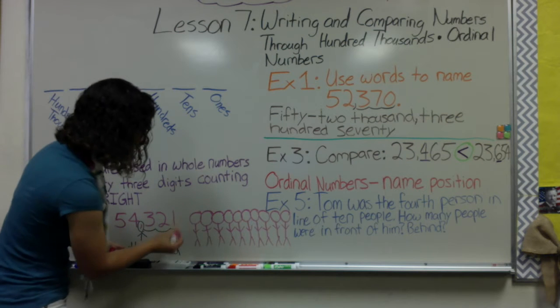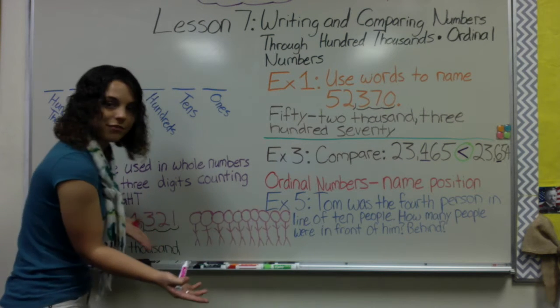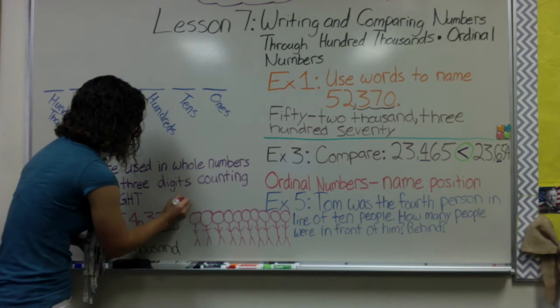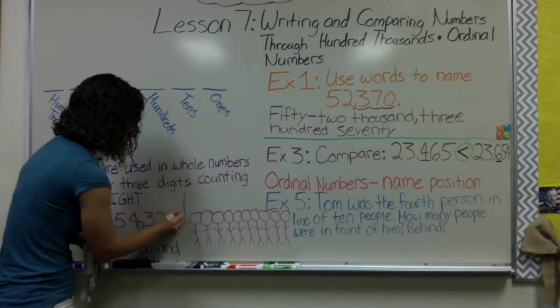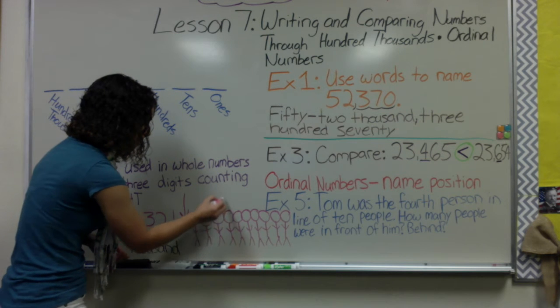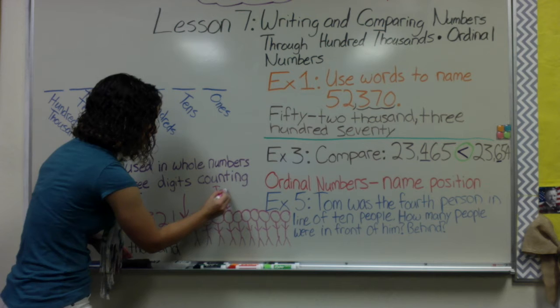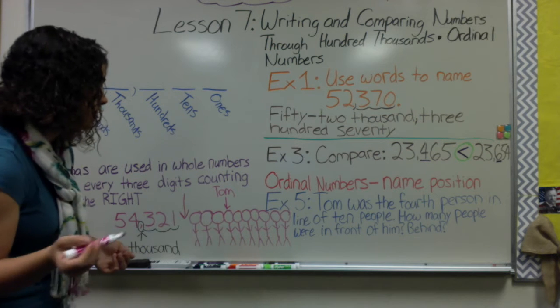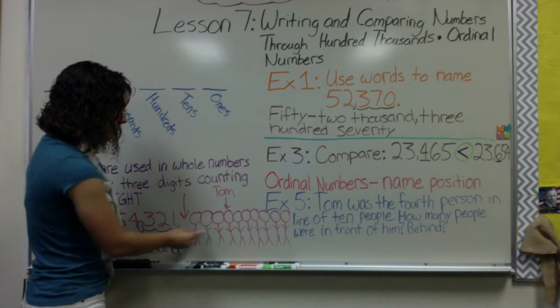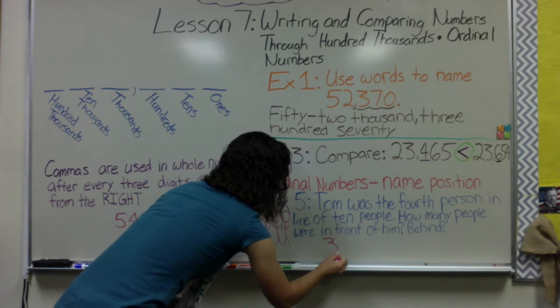And Tom is the 4th one. So if this is the front of our line, it doesn't matter which side you pick as the front. So I'm going to pretend that this is the front. This is the starting point. So it's the first person, second, third, and 4th person in line. So this is Tom right here. Tom is the 4th person in line. How many people were in front of him? He has 3 people in front of him. So I'm going to put 3 people for my first answer.